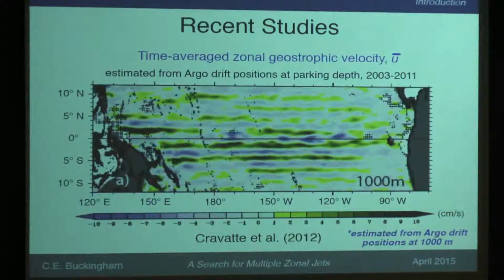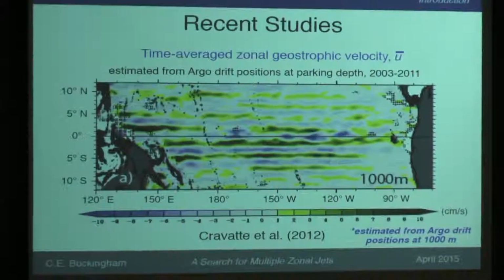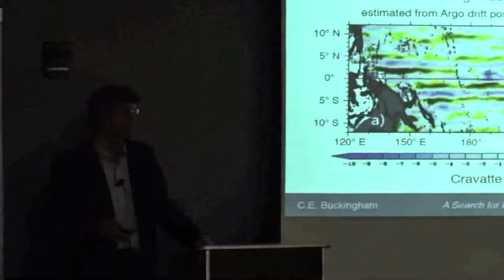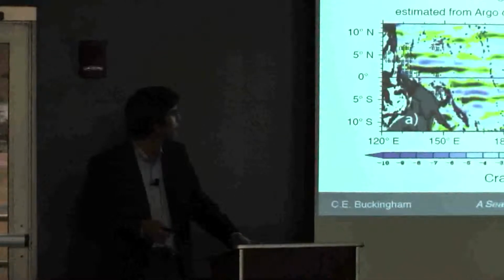Okay, so similar features have been observed from Argo floats at their parking depth, along the equator. The dynamics here are quite a bit different than the mid-latitudes, but nonetheless, I throw it in here because it's evidence of similar patterns.